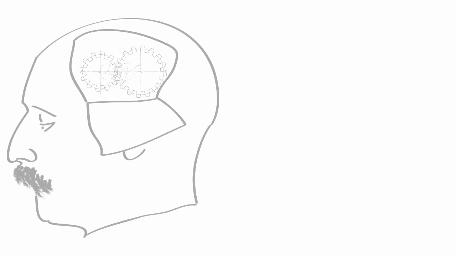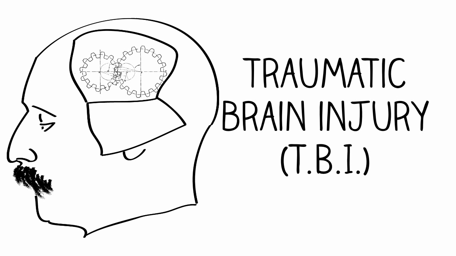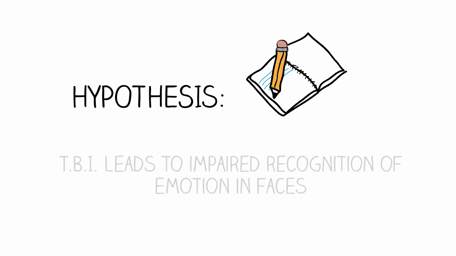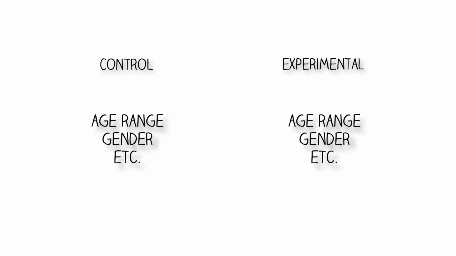Now, let's look at an example from the psychology field. A group of neuroscientists observed that people with traumatic brain injury, which is severe brain damage caused by physical accidents, have difficulty recognizing facial emotions very well. They formed a hypothesis that TBI leads to impaired recognition of emotion in faces. Their solution was to create a group exactly equal to the TBI group in every way except having TBI. Same gender, sociocultural, and age characteristics, just not brain damaged.